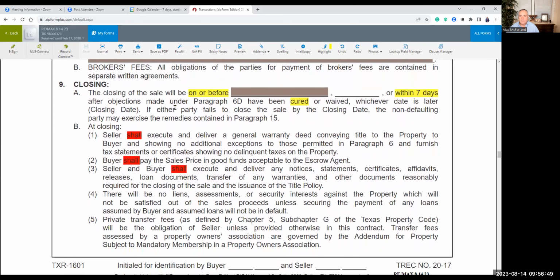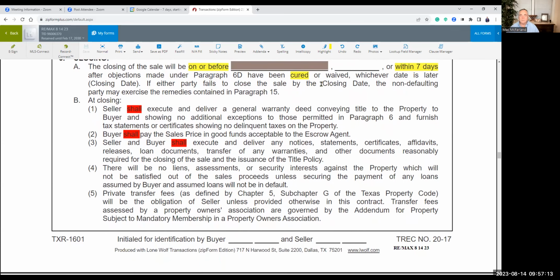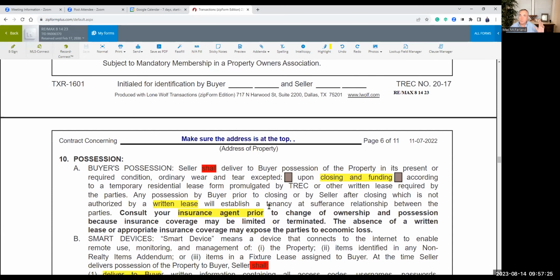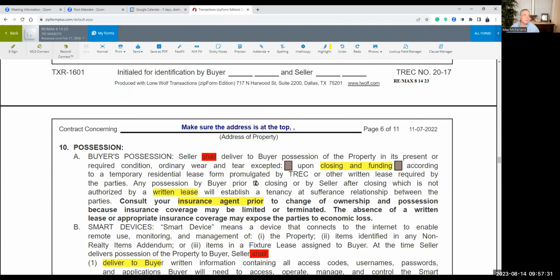Closing on or before, and it says 7 days after objections are made in paragraph 6D. So the closing date is automatically extended if there's objections, right? We've already talked about that. It's automatically extended, but they need to be cured, or the buyer can waive it, right? If they want to. If you fail to close by the closing date, the non-defaulting party may exercise remedies in paragraph 15. 15 and 18, 2 of the most common paragraphs. We don't read it, we don't interpret it, but when there's a problem, please take a look at paragraph 15 and 18 of the contract I gave you, and then we'll talk about it. I'll be over there to talk about it.